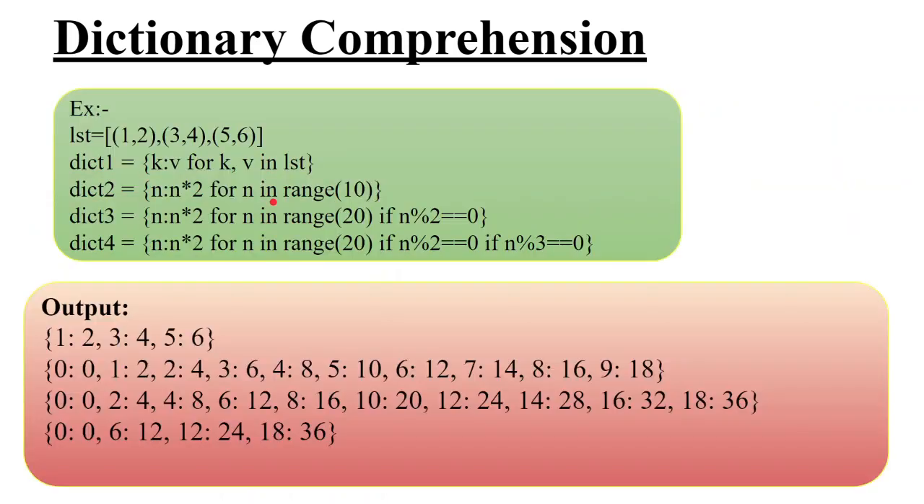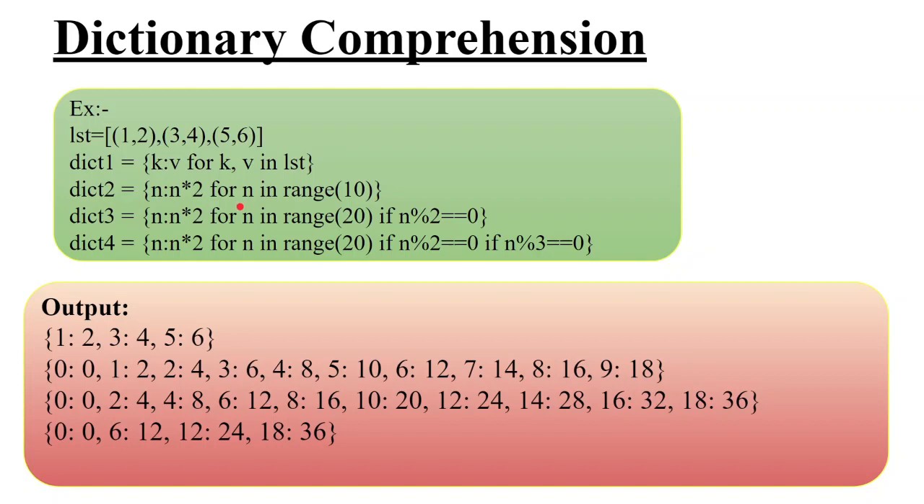So here is an example of creating a dictionary. Here we just created a list with tuples. We are iterating over the tuples, and then converting them into the form of key-value pairs. And in the second example, for each value of n in the iterable 0 to 9, this expression gets evaluated, and then key-value pairs are formed.